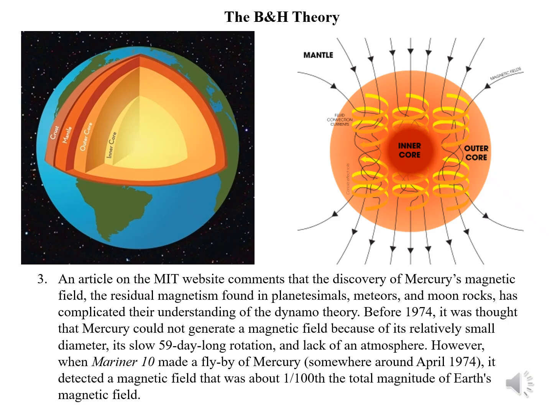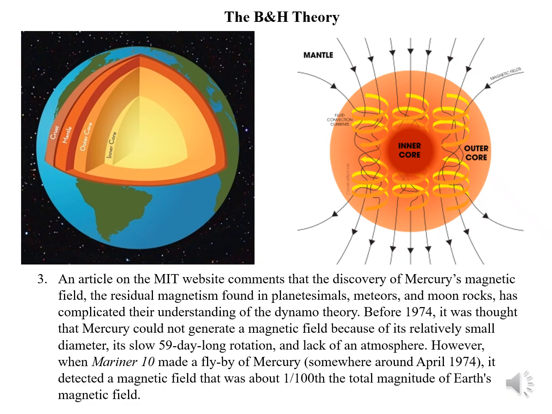Okay, so an article on the MIT website comments that the discovery of Mercury's magnetic field, and the residual magnetism found in planetesimals, meteors, and moon rocks, has complicated their understanding of the dynamo theory. Because you have to have all these parameters in place for the dynamo theory to work, but these planetesimals, these meteors, these moons, and especially Mercury do not have those parameters.